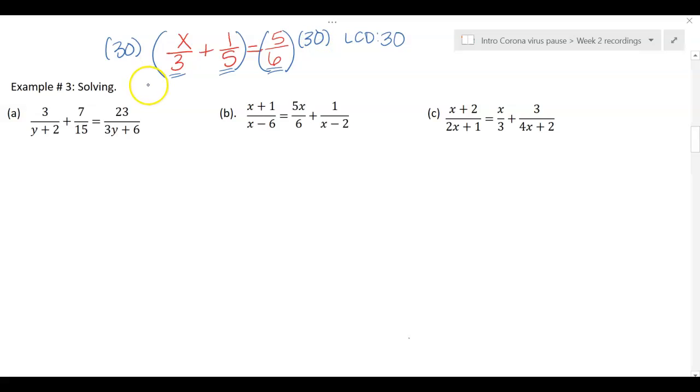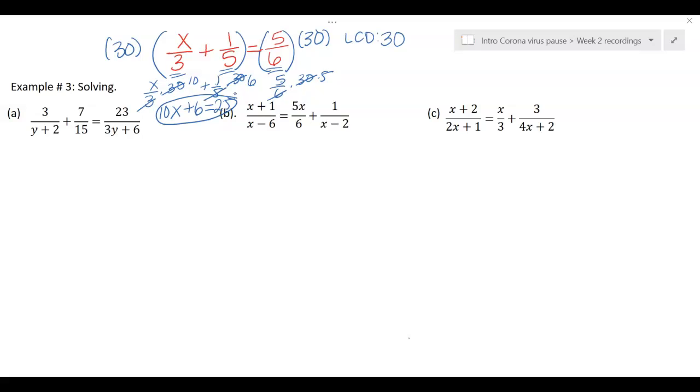And then what happens is when x over 3 gets multiplied by 30, the 3 cancels out, it leaves a factor of 10, and I get 10x. And then when 1/5 multiplies 30, the 5 cancels out a factor of 5 from 30, leaving 6, and 1 times 6 leaves me with 6. And then when 5 over 6 multiplies 30, 6 goes into 30 5 times, and 5 times 5 leaves me 25. And I then have a much simpler equation to solve. I can just add and subtract, multiply, or divide and get x alone.